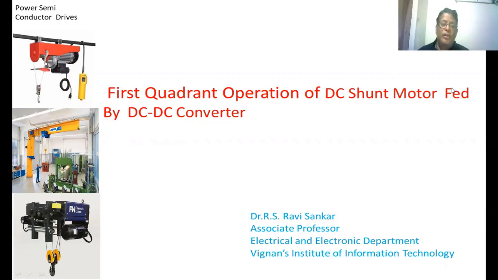Here, one important point is that the input is a DC voltage. We are keeping one circuit between the DC supply and the motor so that it is giving a variable DC voltage to the DC motor. That's why we are calling it a DC to DC converter. Now we are going to see how we get the first quadrant operation of a DC shunt motor.